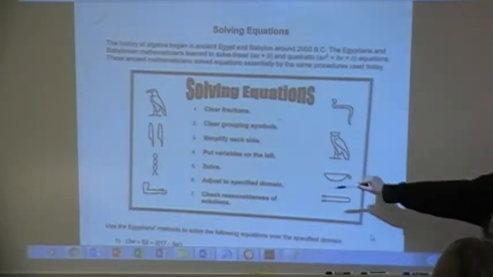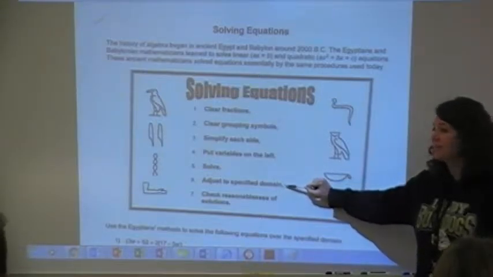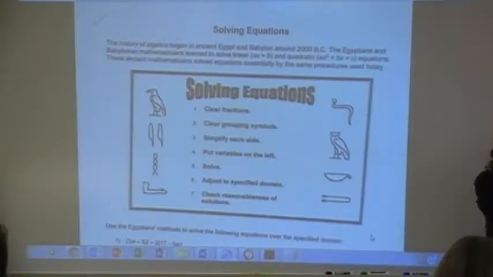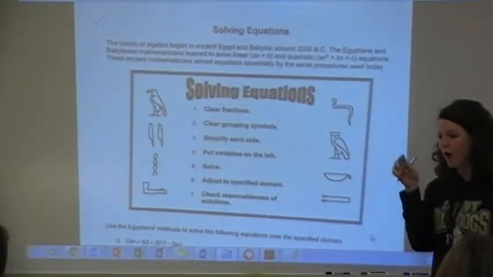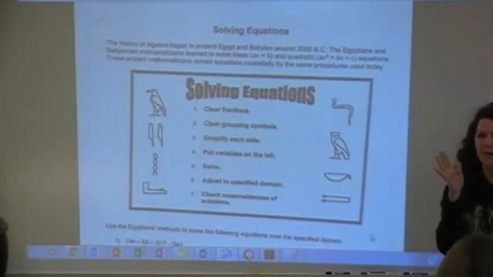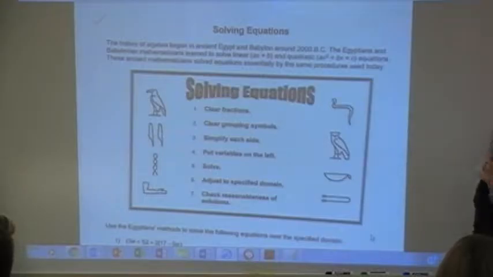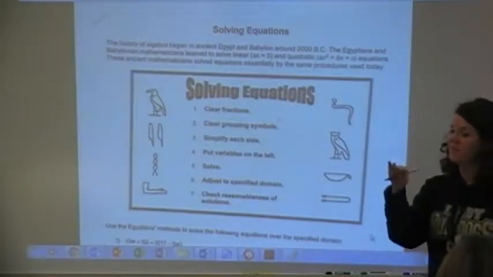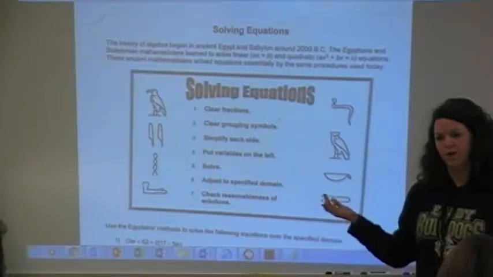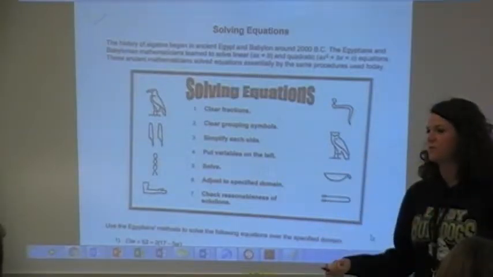Then this, you've probably never really done before, but we will now. Adjust to a specified domain and check reasonableness of your solution. Let me explain what I mean by adjust to a specified domain. If we're doing a problem and we're trying to figure out how many people we can fit inside of a bus, and I get an answer like 44.3, that is no good because people can't be 0.3. So I would say, in that specific case, I would round down because I can't fit 0.3 of a person. So that is adjusting to a specified domain.